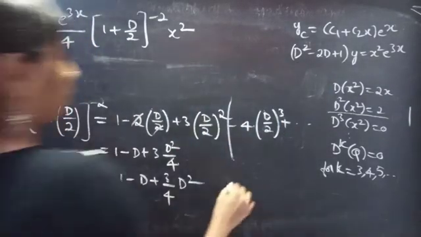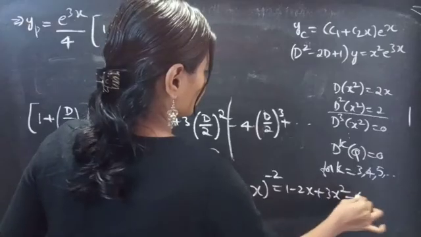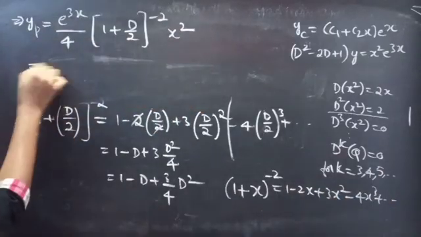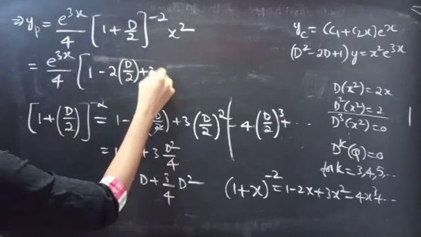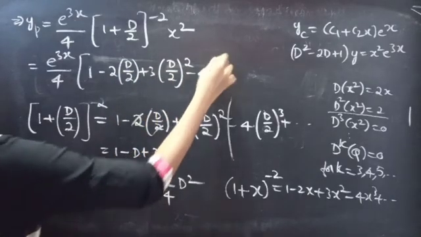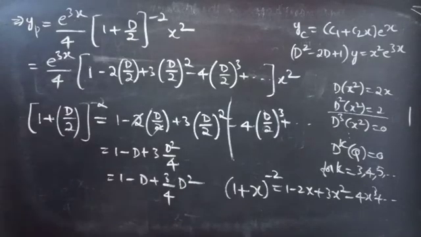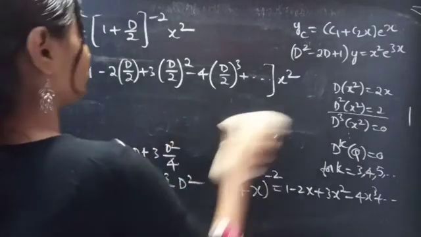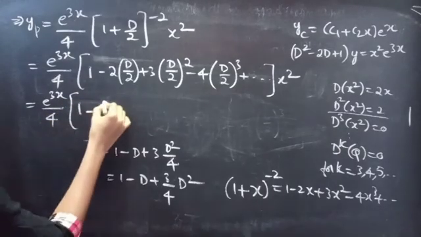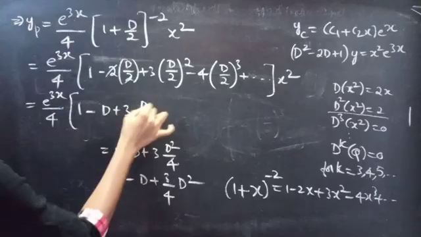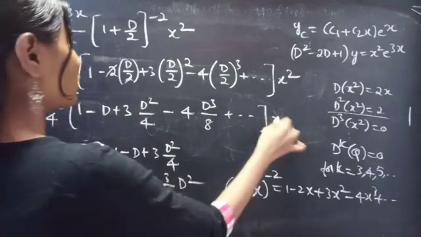Now, yp becomes, now we are going to use the binomial series expansion. This equals e power 3x by 4 into 1 minus 2 into x plus 3 into x square minus 4 into x cube plus so on, into x square, which is equal to e power 3x by 4 into 1 minus d plus 3 into d square by 4 minus 4 into d cube by 2 cube, which is 8, plus so on, into x square.